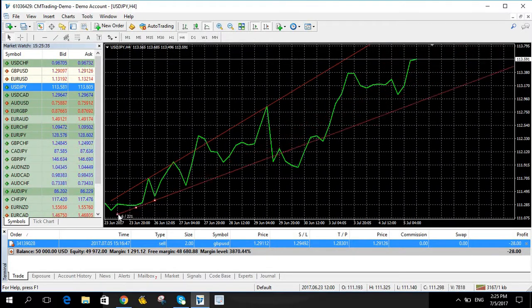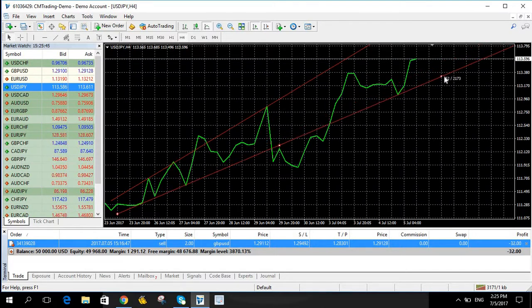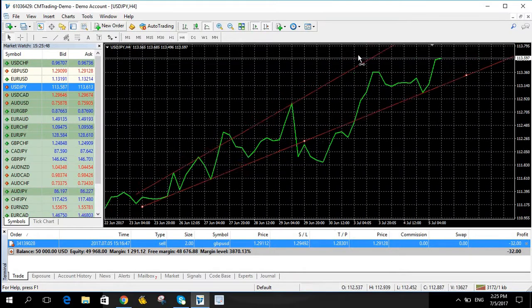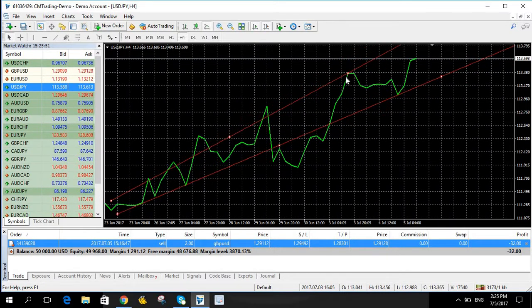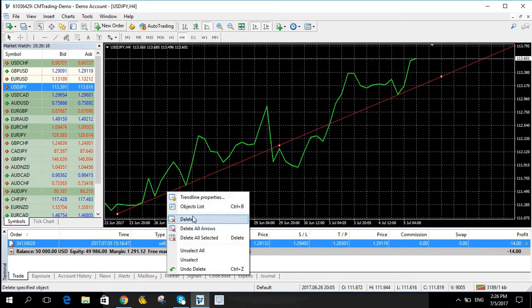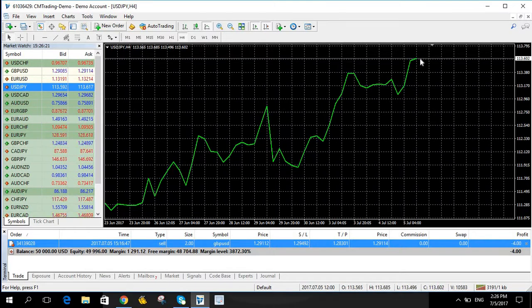I just want to show you something here. Okay, so let's look at here. Look at all these resistances. They are all above the previous resistances. And then if you look at the supports, they are also moving in that way. This support is higher than all of them. So it's easy to identify that this is a buying trend.